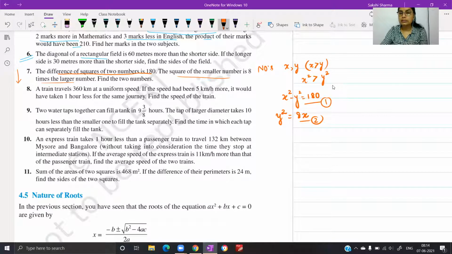And you can easily substitute value of y square from equation 2 in equation number 1. Using 2 in equation number 1, the new equation you get is this. This will be the quadratic equation you work with, obtain the values of x, and then decide which of the two answers is possible.